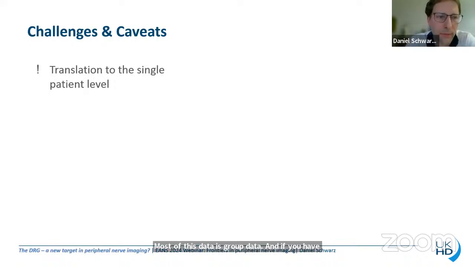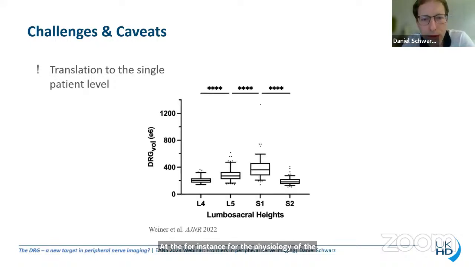And if you have a look at, for instance, the physiology of the volume of the DRG, you see that inter-individually you have a large variability of the volume. So you cannot just come up with an absolute number as a cutoff value. So you need to somehow normalize the volume to something to know what is actually going on. And you also can see that the volume depends largely on the segmental level in general.